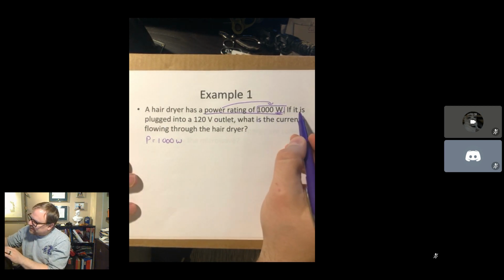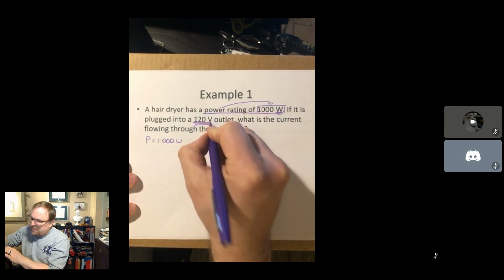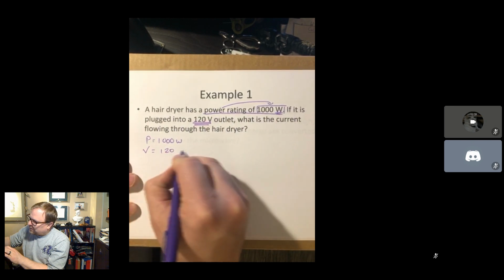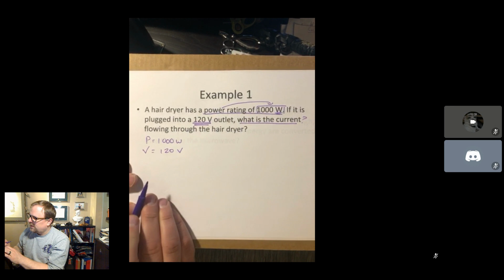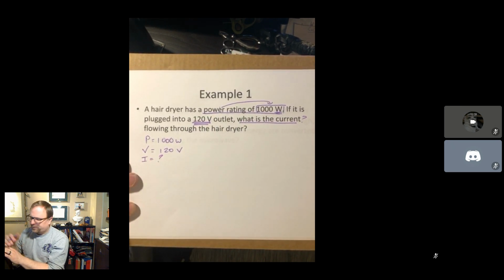The other thing it tells us, if it's plugged into a 120 volt outlet, volts, remember, measures voltage. So V is equal to 120 volts. And then it asks, what is the current? Okay, there's our question. So I is what we're trying to figure out.